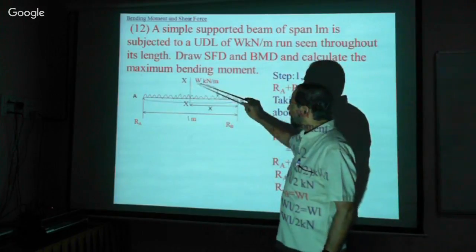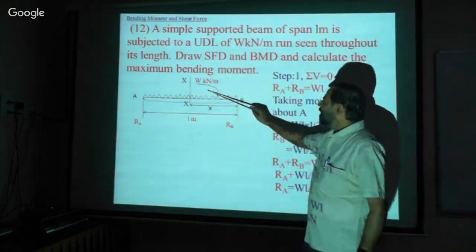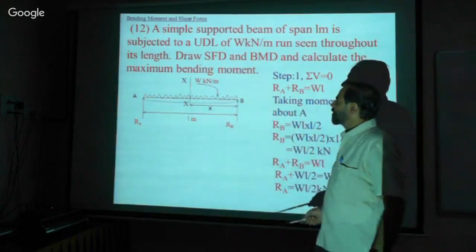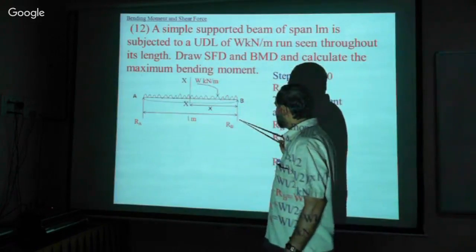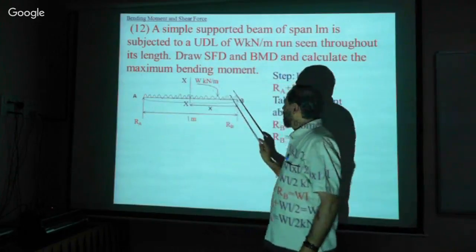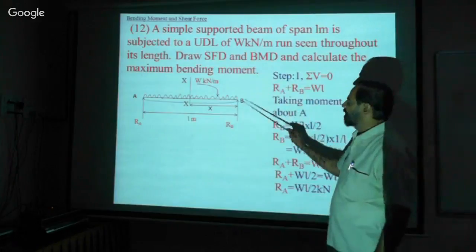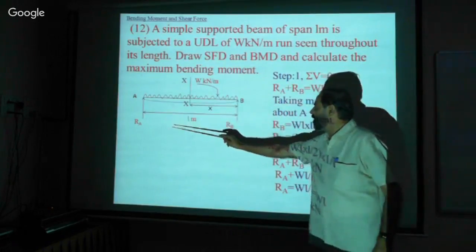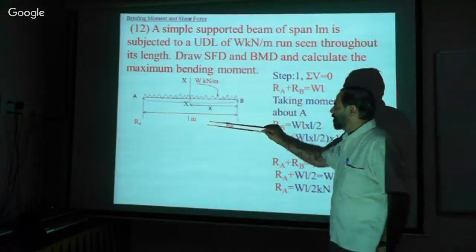Therefore, total load acting on the beam is W kilonewton, sorry, WL kilonewton. Now, there is one UDL acting downward, and there are two reactions, RA and RB, acting upward. The RA and RB reactions act above, and the load acts downward.